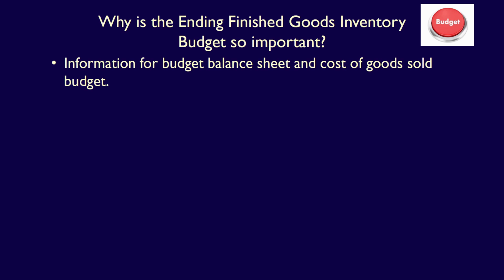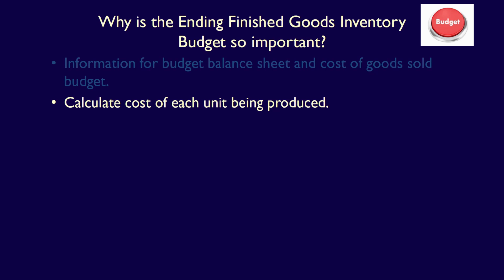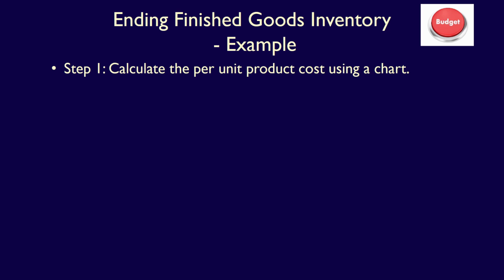The ending finished goods inventory budget provides critical information for the budgeted balance sheet and is used to prepare the cost of goods sold budget. In this budget, we'll calculate the cost of each unit being produced using information from the direct materials, direct labor, and manufacturing overhead budget. We'll start with Step 1, calculate the per unit product cost using a chart.